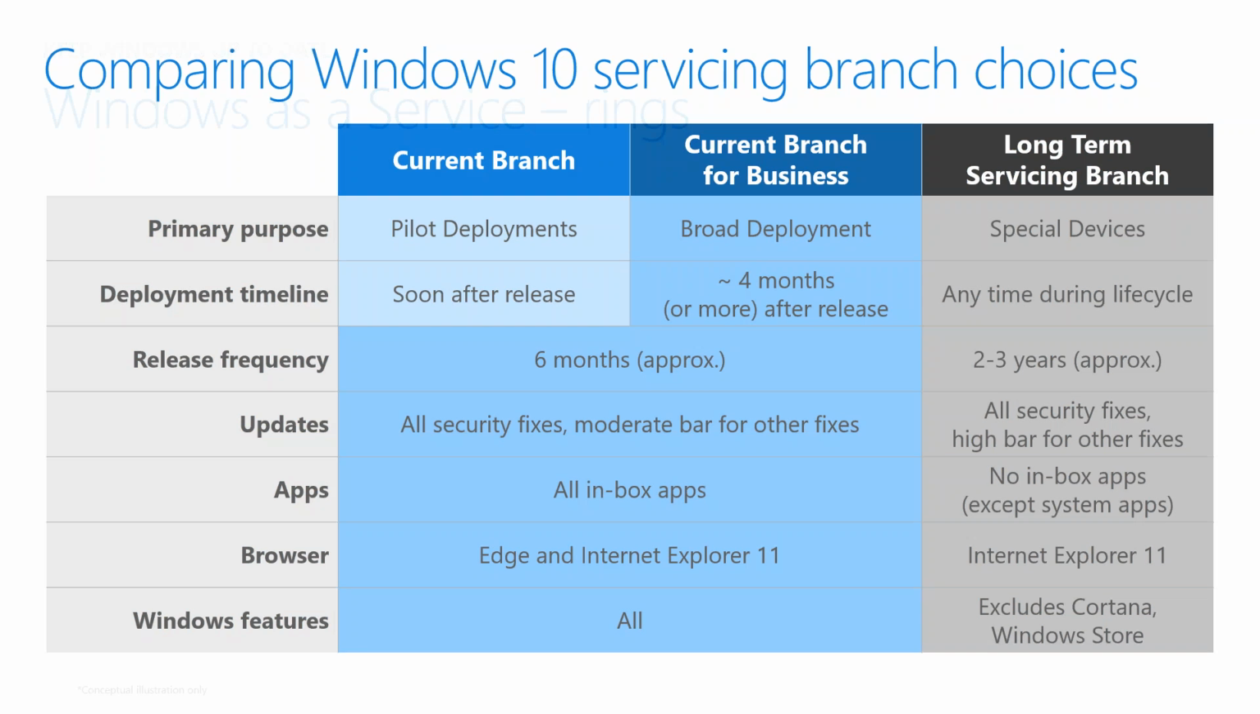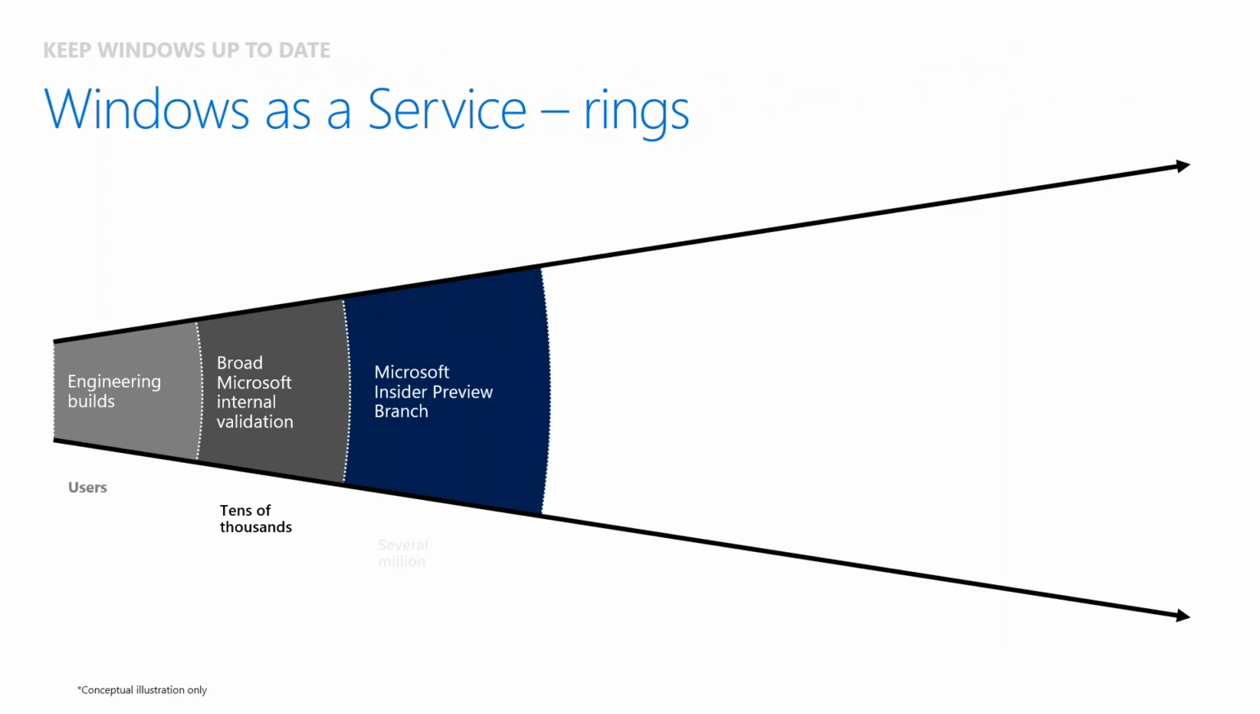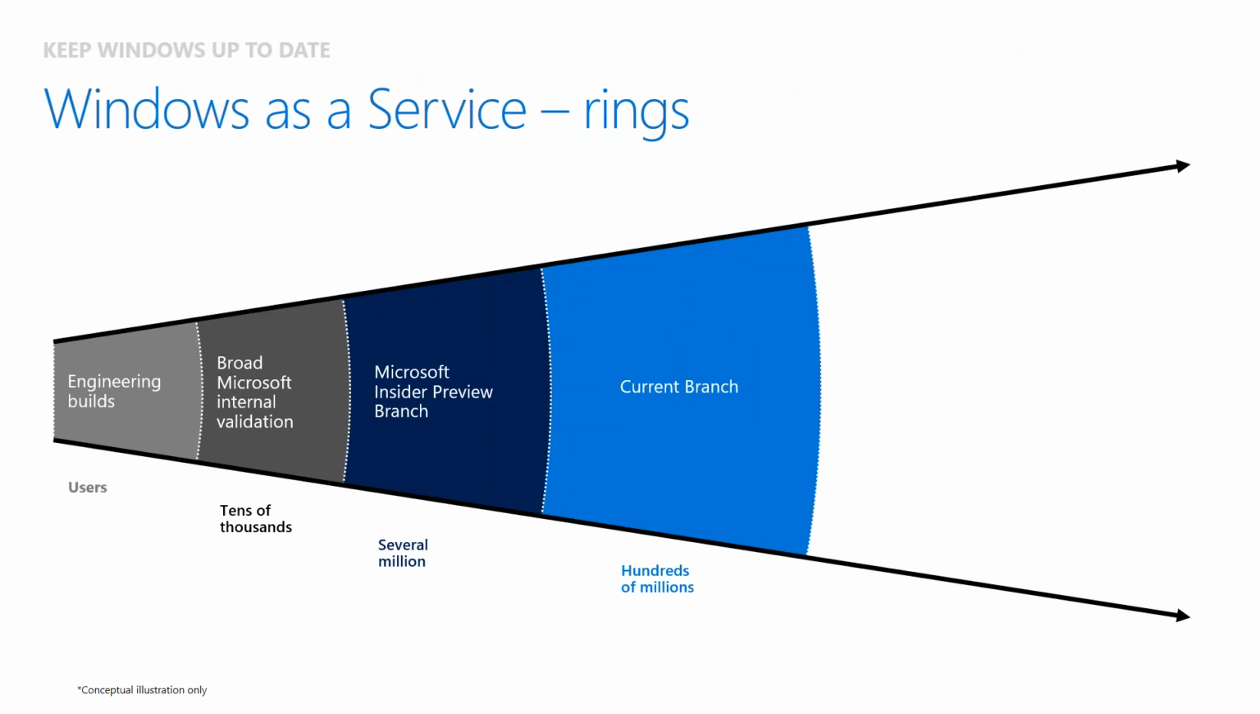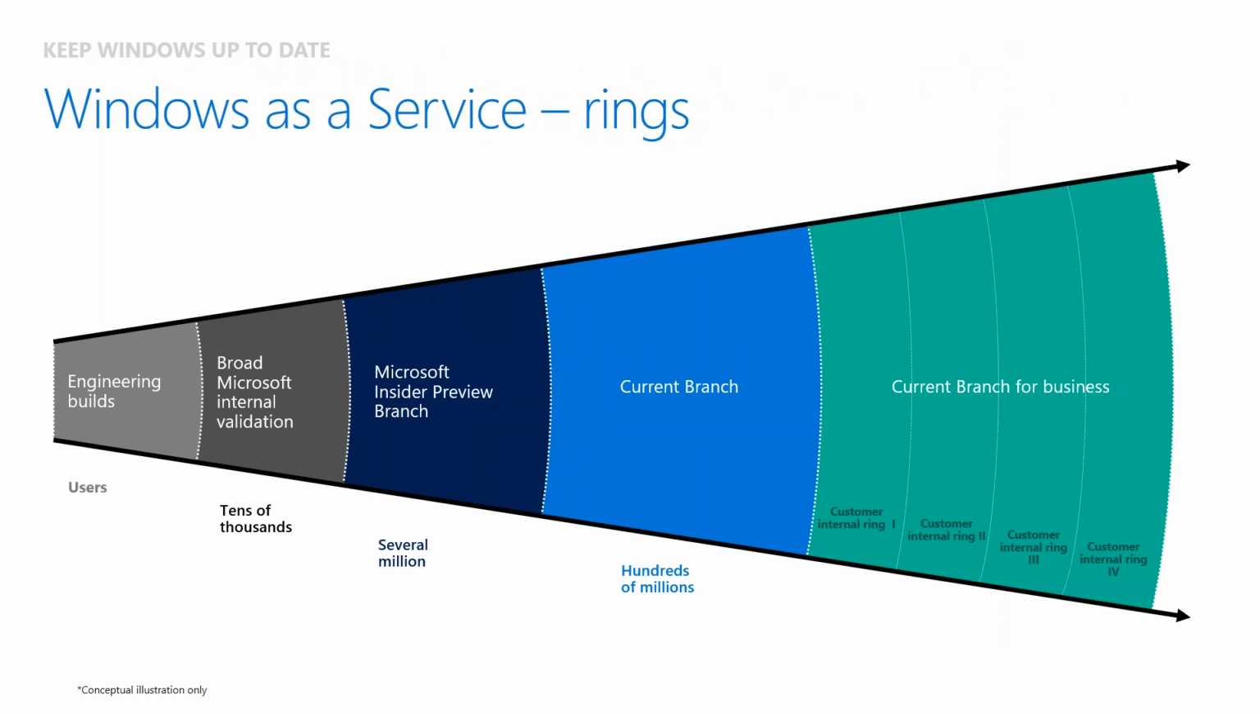And the idea around this too is that there's been all this testing that's done even before it gets to current branch for business, where internally Microsoft are testing, and then Insider Preview, there's several million people on that, from consumers to enterprises. Current branch from consumer to enterprise, hundreds of millions on there. It really gives the diversity of testing out all these different permutations of applications, drivers, hardware, and surfacing any of these issues earlier on, so that by the time current branch for business is released, all this stuff is fixed, and it's a very smooth transition.